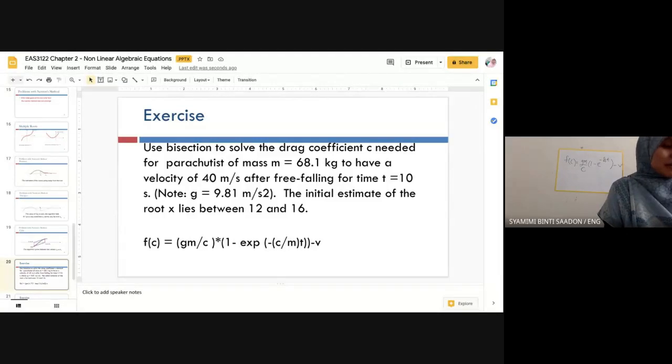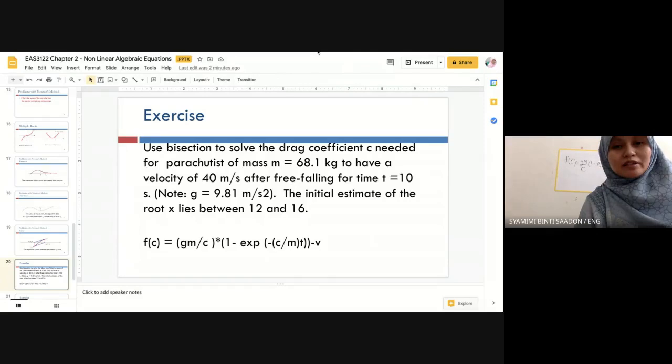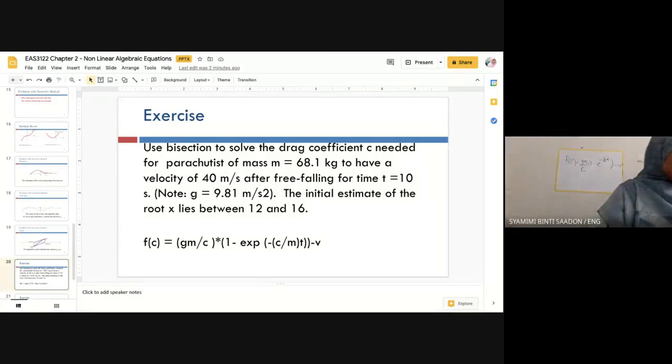So by using the bisection method, first we have to do the first step: x equal to 12, or c here, c equal to 12. So we calculate the value of f where c is equal to 12, and another one we calculate the value of f where c equals 16. So that is the lower and upper value. Calculate f12 and f16.